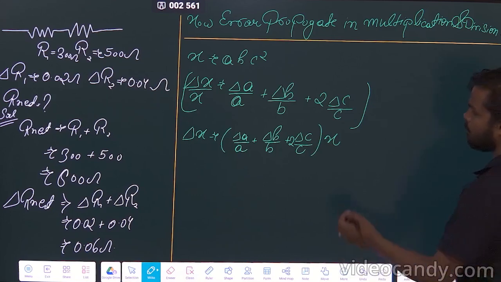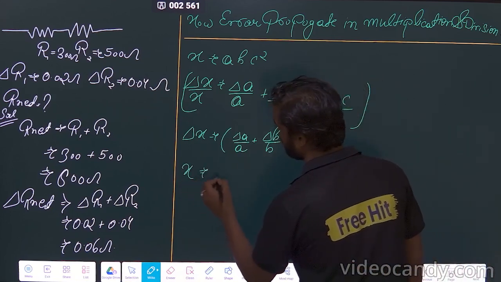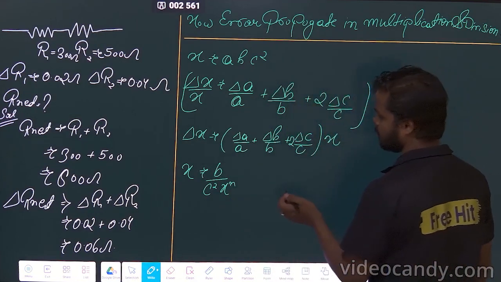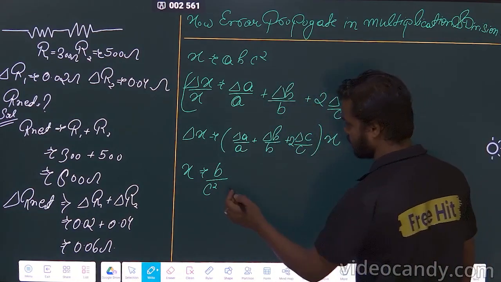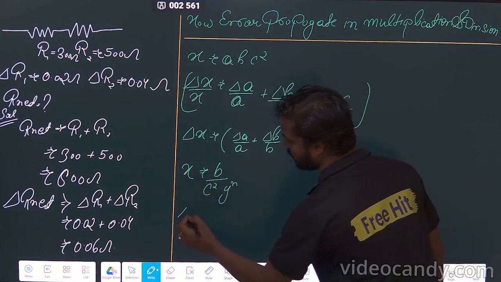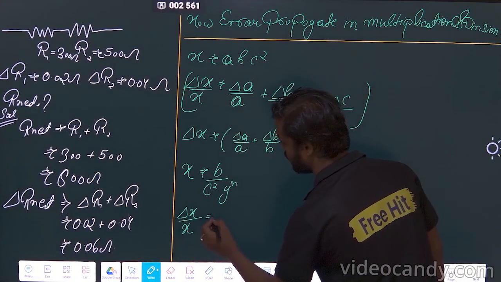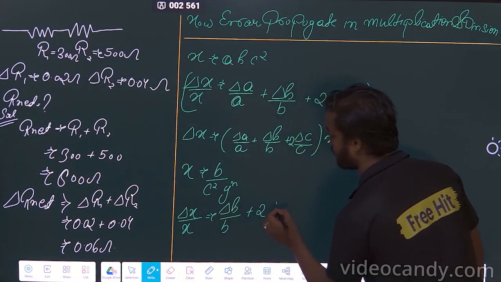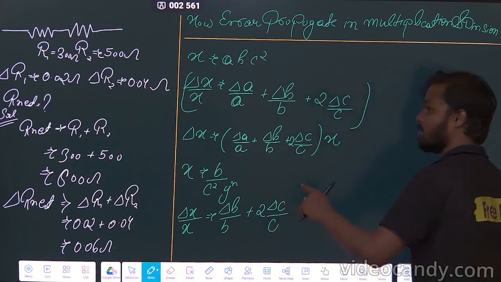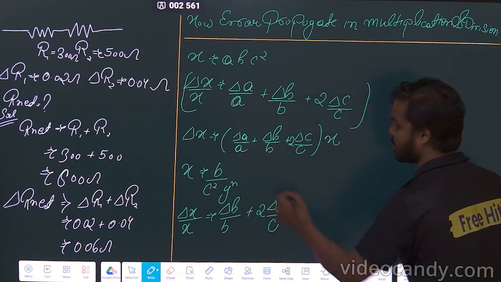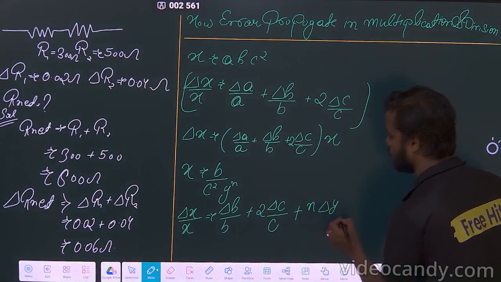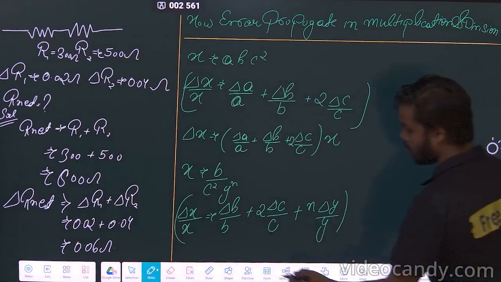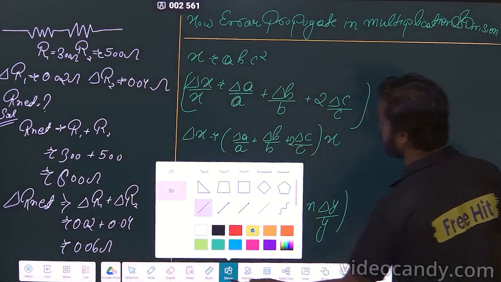Remember this. Similarly for division, suppose my x is equal to some b by c square into y to the power n, in general. Then how you will propagate error here? Delta x by x is equal to, first thing, delta b by b. For denominator you will write plus only, not minus sign. Remember, because it is an error, it will always add. Plus n delta y by y. That is how it is going to propagate. You have to be very familiar. It's very easy. You have to remember. You have to make this mind.